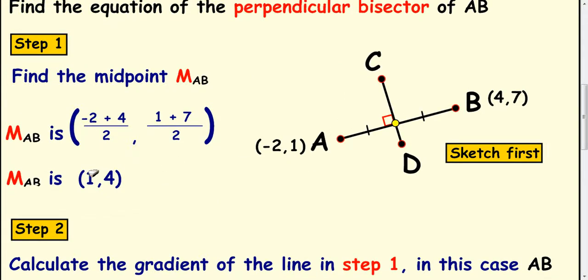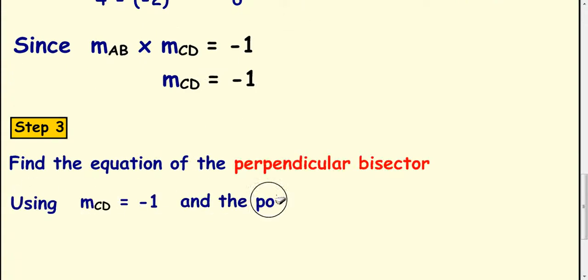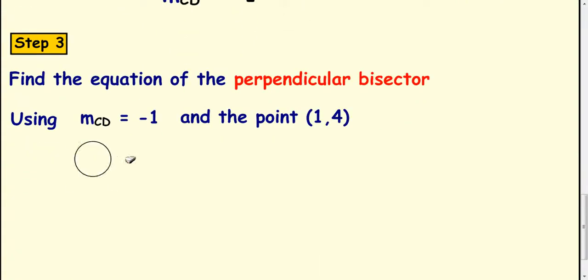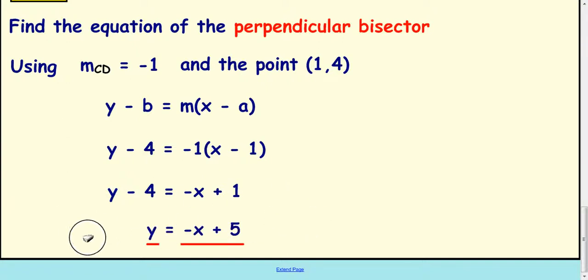I've got my point, which is 1, 4. I can do y take b equals m(x take a). So sub in 1 for a, 4 for b, and -1 for m. Multiply your bracket out accurately. So -x, add 1, and then add on your 4. So the equation of the perpendicular bisector is y equals -x plus 5.